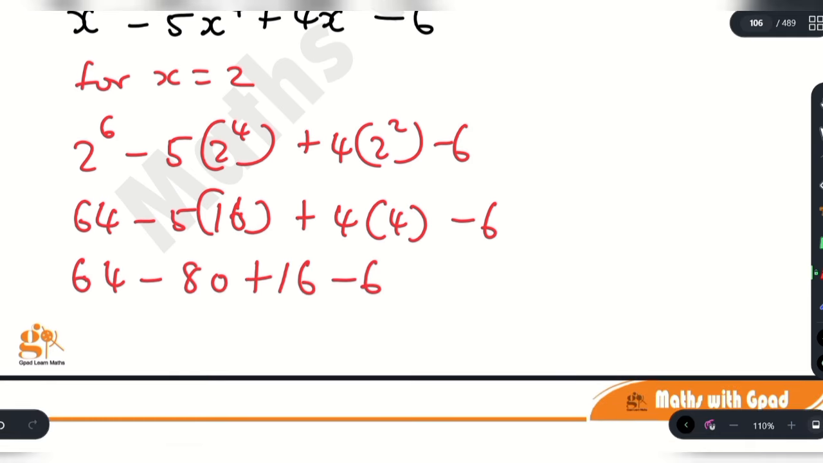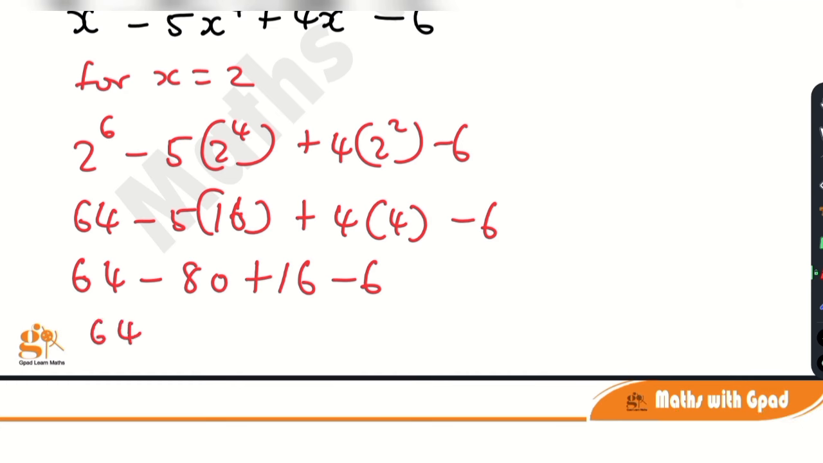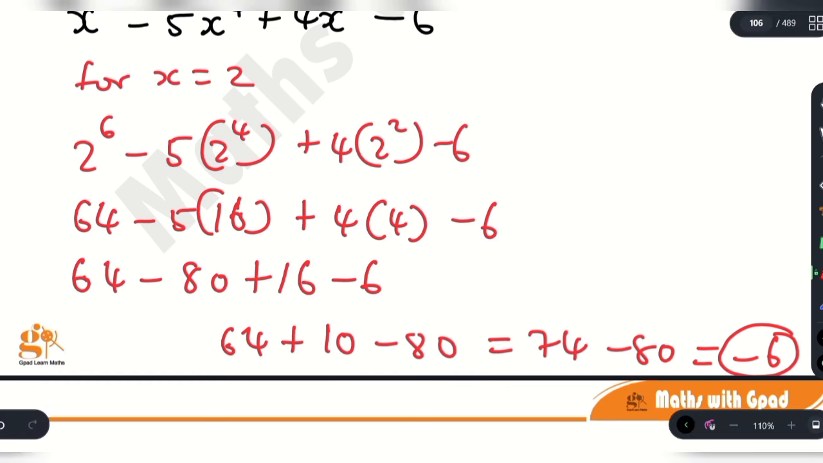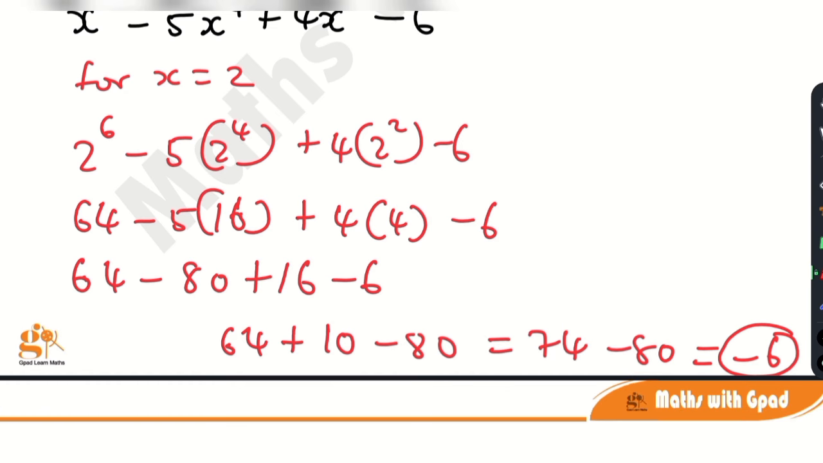Okay, so let me rearrange this. I have 64, or to make it easier for me, 16 minus 6 is 10, all right? Then plus 64, and then minus 80. Let's do it like that, minus 80. What's 64 plus 10? Isn't that 74? Then minus 80. What's 74 minus 80? That's negative 6. So what I have is negative 6 as the value of that expression.